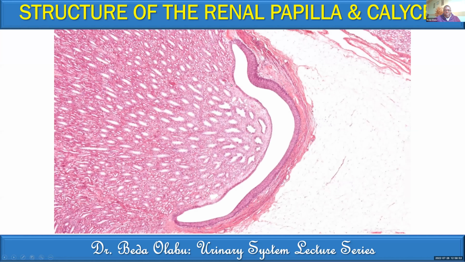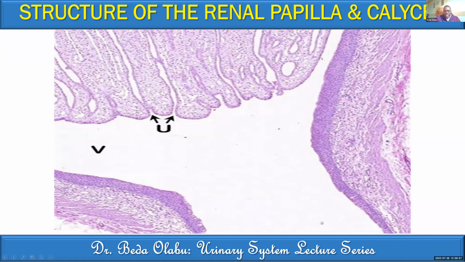At the renal papilla, we can see the openings of the papillary ducts into the renal papilla. Remember, these multiple openings constitute the area cribrosa of the renal papilla. The summit of the papilla is the area cribrosa, where we have multiple openings of the papillary ducts. They empty into the minor calyx.